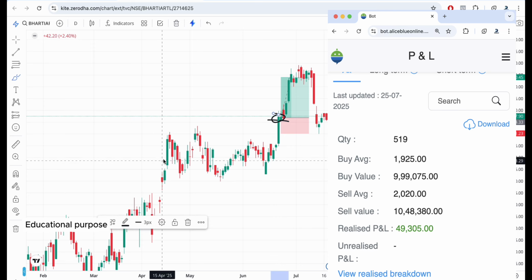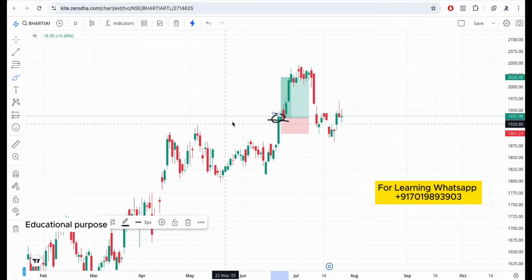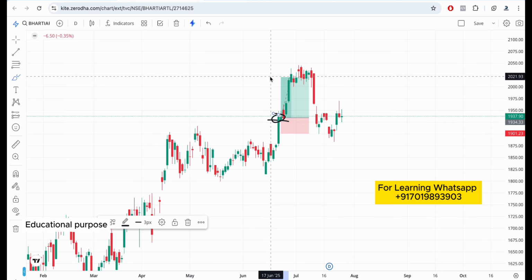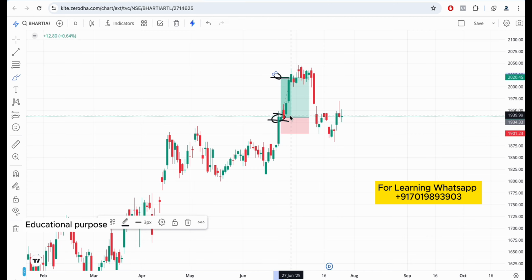Okay, so as you can see on the chart, this is a P&L report. This is where I have bought, and after buying, I kept a 5% target of the stock price, that is around 2020. So this was the target I had kept. And you can see here almost a 1 is to 3 risk reward ratio was followed. The stop loss was somewhere close to 1900. So the entry price was 1925 and the target was 5%, which was around 2020.